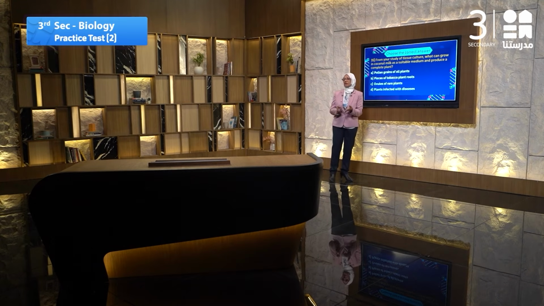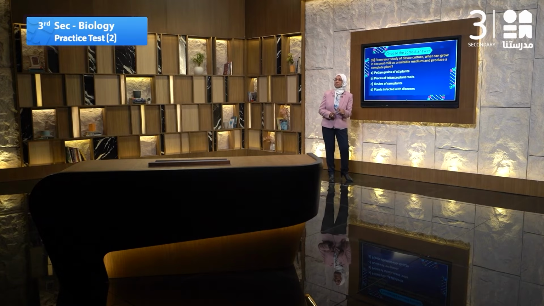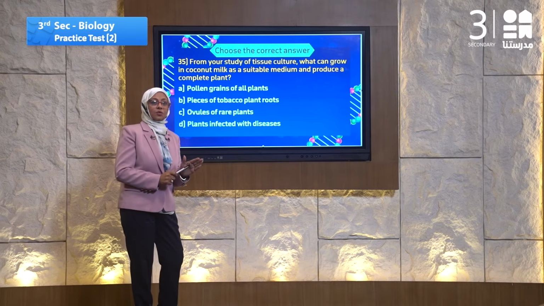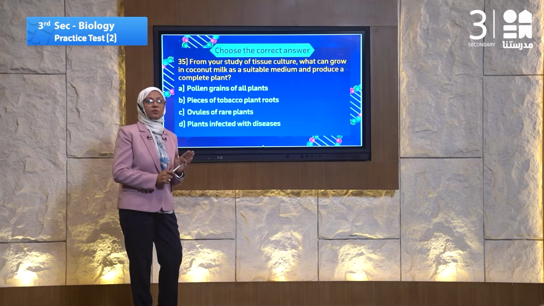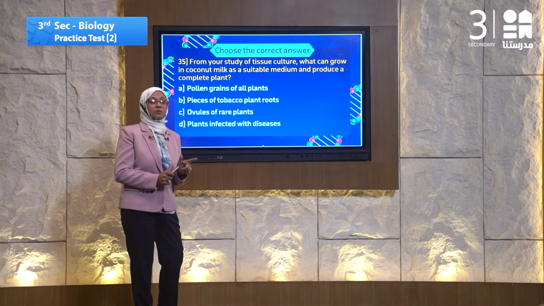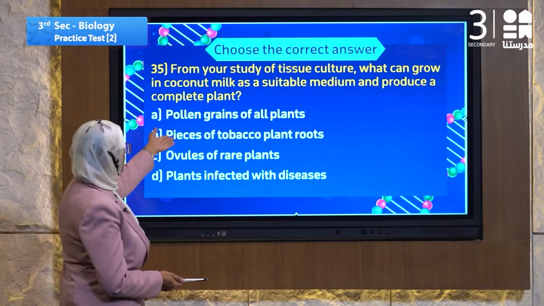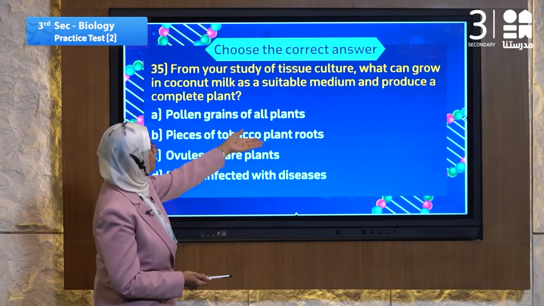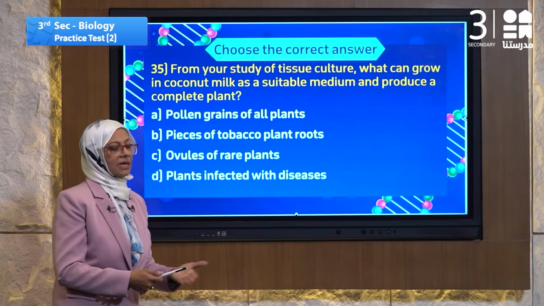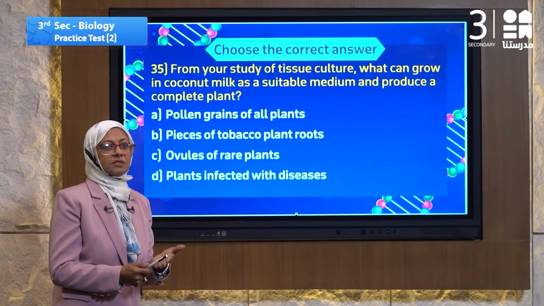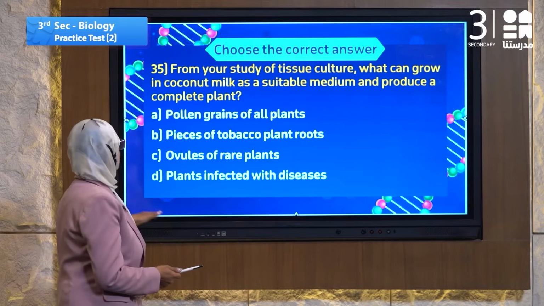Here is a tissue culture. Tissue culture has conditions. Which condition? It must be a tissue with a complete number of chromosomes, 2n, not half of a chromosome. Let's go to number A and read it. Pollen grain of all plant. No, pollen grain has half the number of chromosomes. It's not useful for tissue culture.